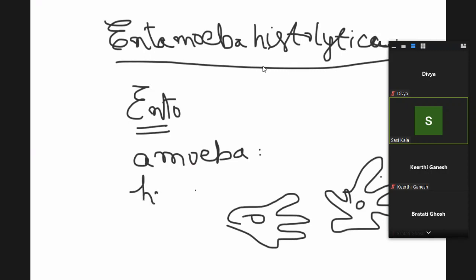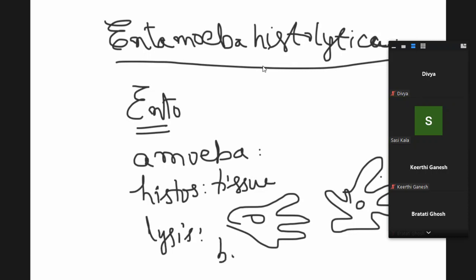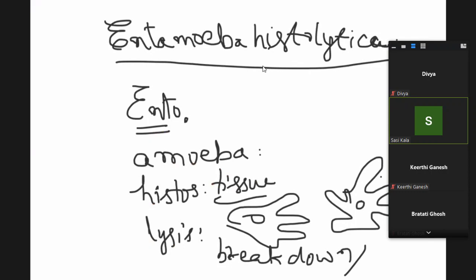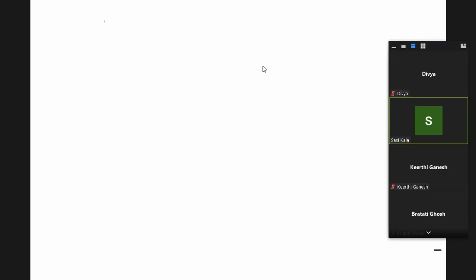Then histo, tissue. Lysis, breakdown, damage. So, the meaning of this: it is an amoeba-like animal living in the gut which causes tissue damage. It causes tissue damage and it causes the disease amoebiasis.